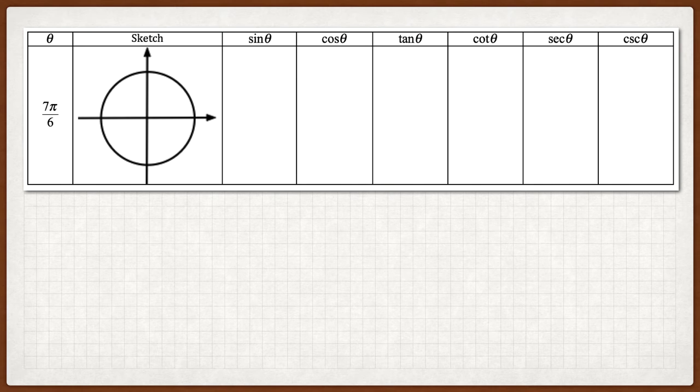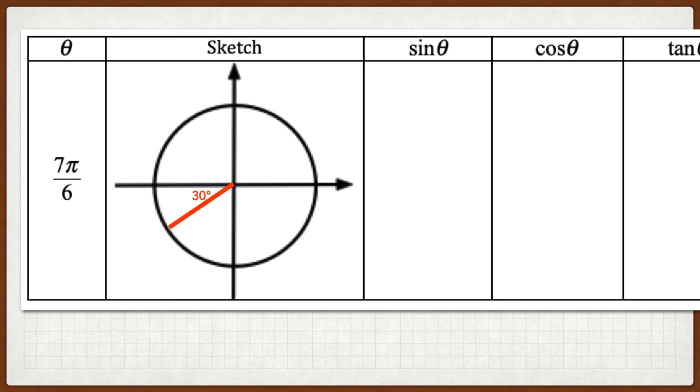How about another example? 7 pi over 6. Step 1. Identify the quadrant. 6 pi over 6 equals pi, a half circle. And we go an extra pi over 6 further. That's 30 degrees into quadrant 3.